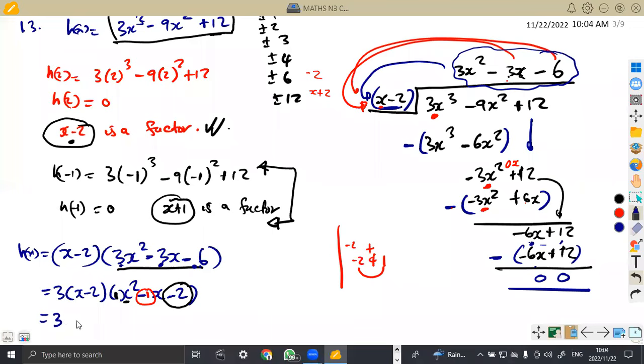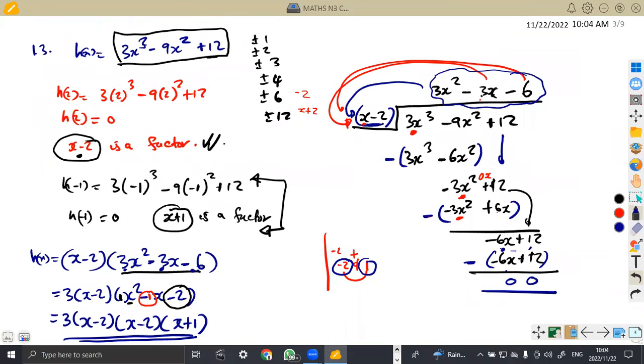So the answer is going to be 3 into x minus 2. We've got factors minus 2 and 1. So one bracket is going to be x minus 2. Another bracket is going to be x plus 1. Okay, so that is what we had as the last part after factorizing completely the whole expression that we're given.